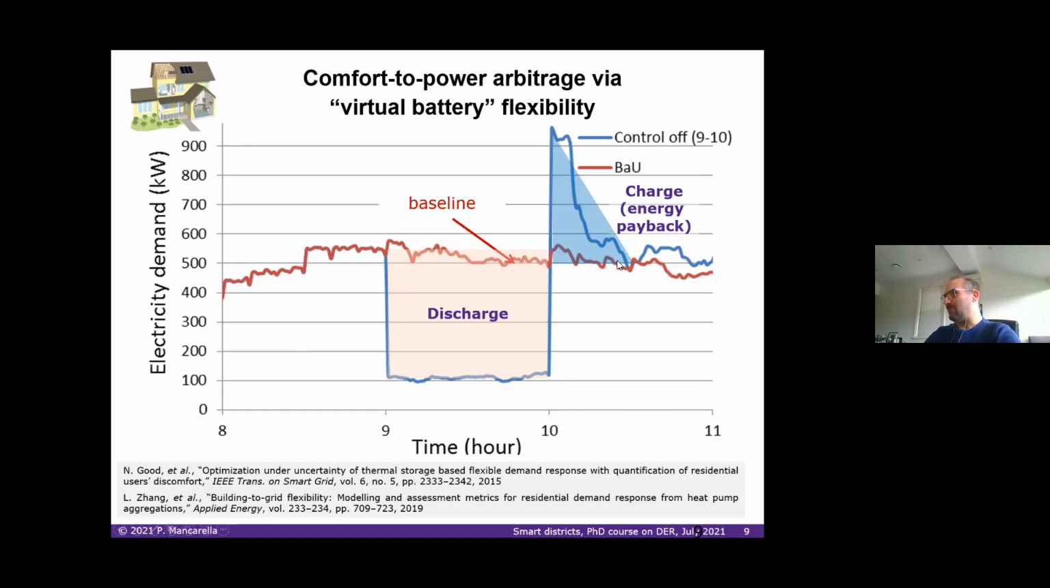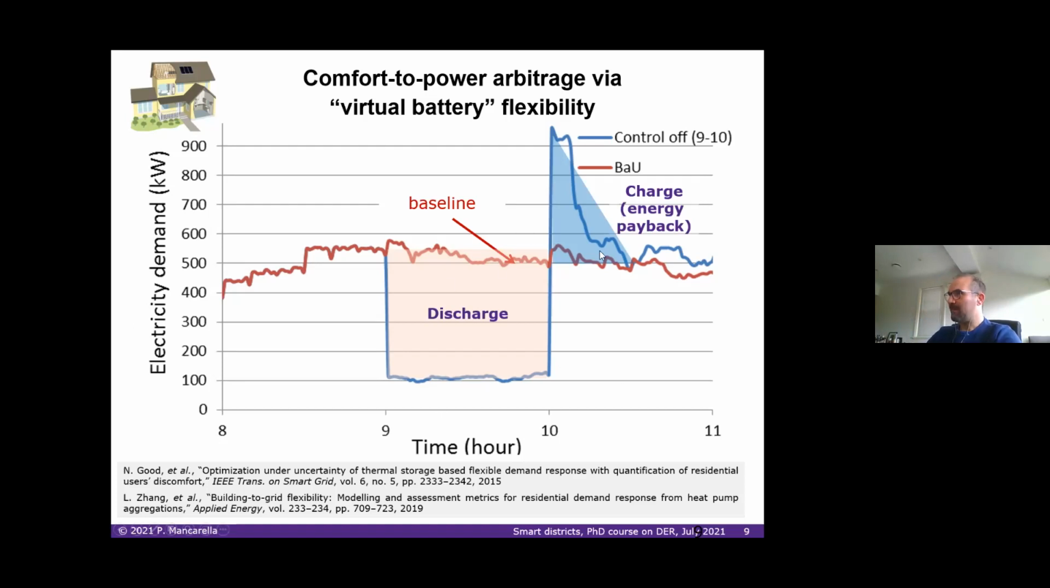So this energy payback that you see has a component that is measured in terms of power, and a component that is measured in terms of energy. If you are interested in this, there is a very nice paper that Ling Ji, one of my researchers, wrote a couple of years ago on building-to-grid flexibility, where it really describes all this behavior and the different metrics that you can use, in terms of power and in terms of energy, to model this kind of behavior.